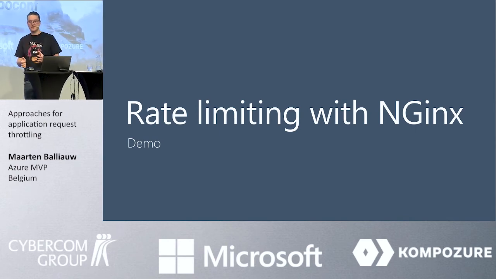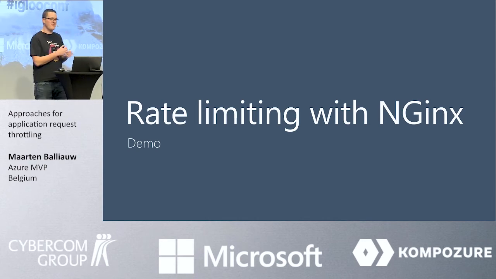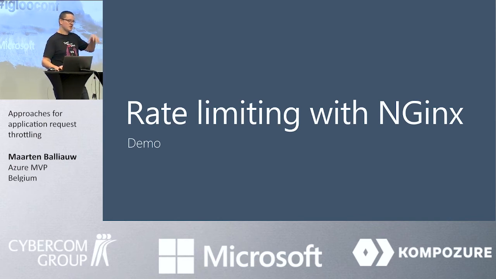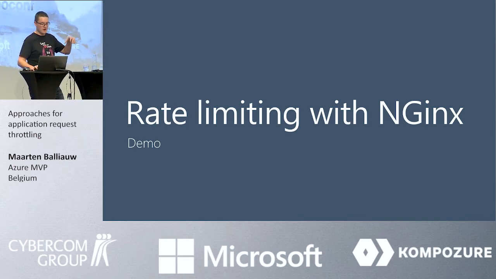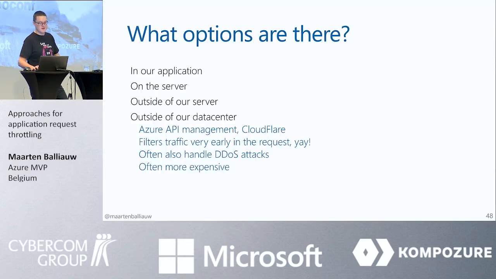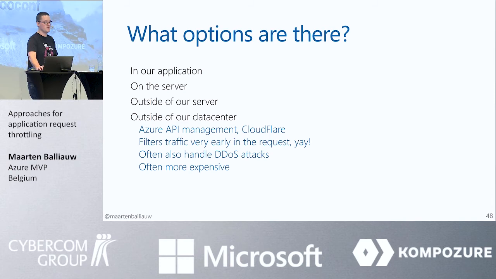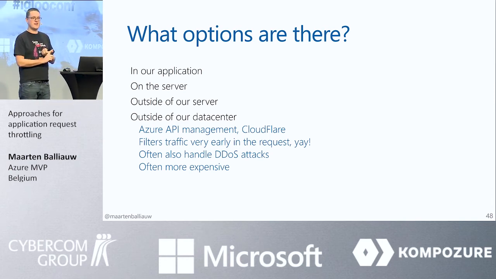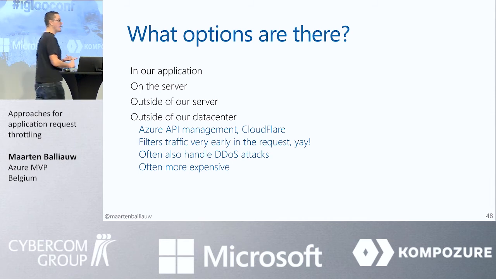Still, it still runs in your data center. So if you are paying for traffic to your data center, you're still paying, for example, for the traffic that is coming in. So maybe limiting at the edge of your application or your data center is not yet good enough. Maybe you want to limit outside of the data center. Outside of the data center, there's a couple of options. You can use CloudFlare, for example, or you can use API management.